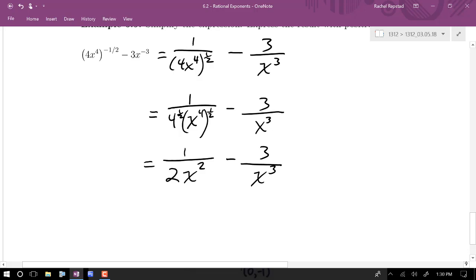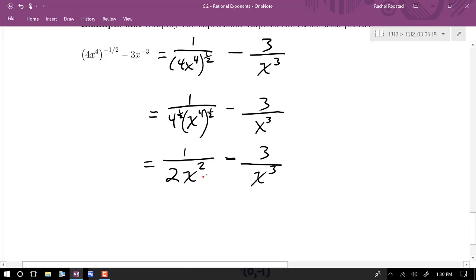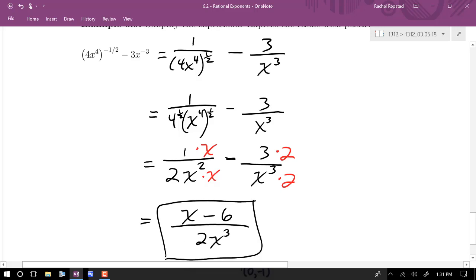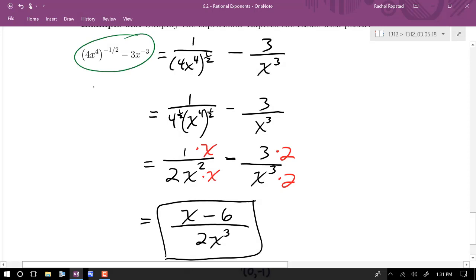Yeah, let's do the subtraction. So common denominator will be 2x cubed. This guy's got to pick up an x. This guy has to pick up a 2. So overall we have x minus 6 over 2x cubed. Look at that. So much nicer than this ridiculous expression up here, right?